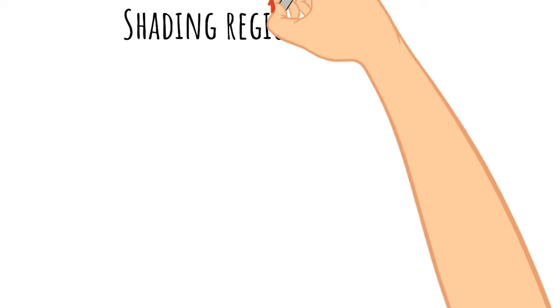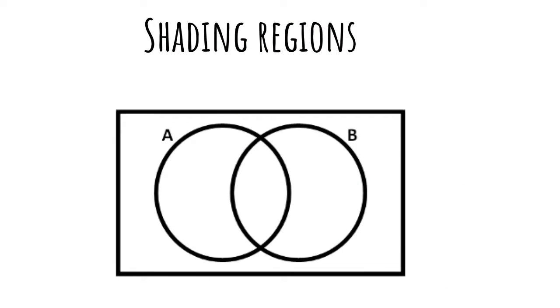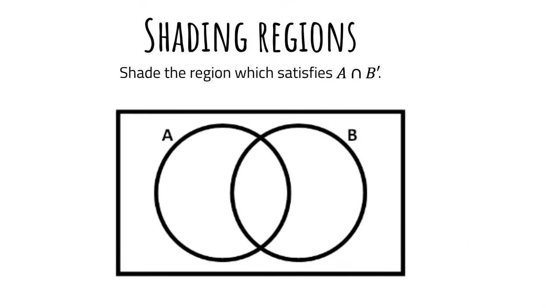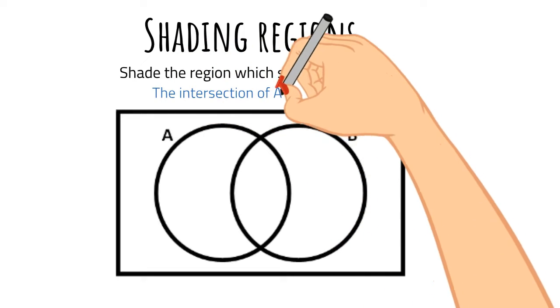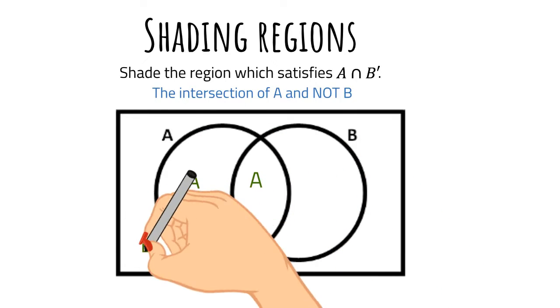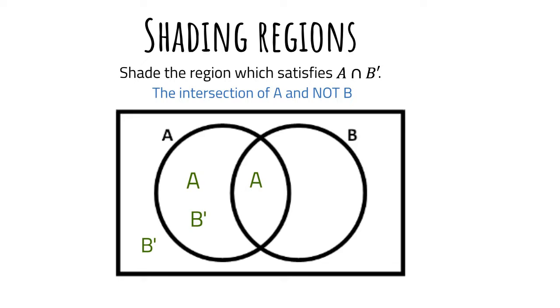So now let's get to the part that most people struggle on, and that's shading regions. So let's say I want to shade the region that satisfies this weird looking thing. Well, first I want to translate it using the definitions that we saw previously. Now it's the end shape, so it's the intersection of A and not B. So this is A, we have two regions that are A, and we have two regions that are not B. Because it's the intersection, I want to shade the region that contains both A and not B.